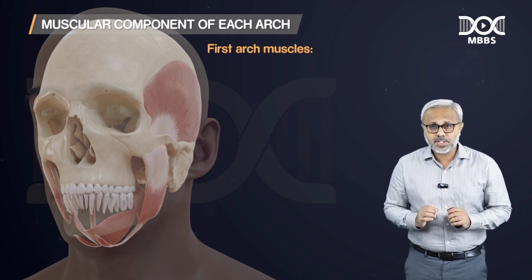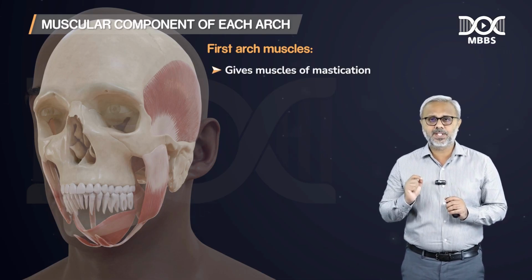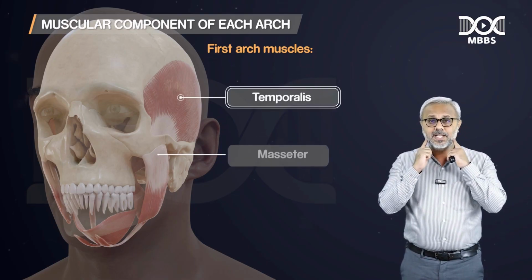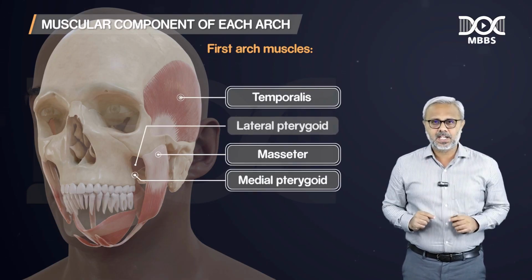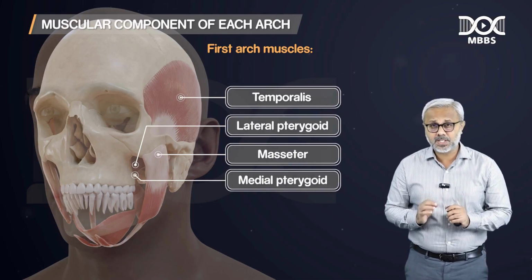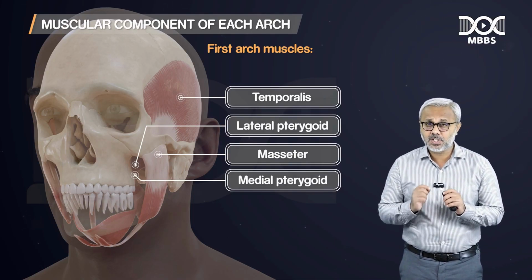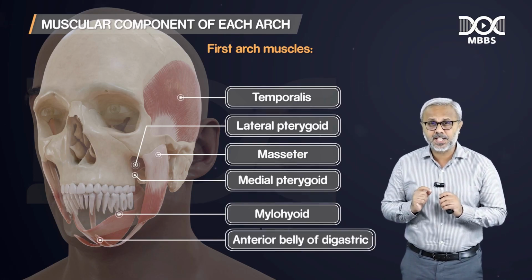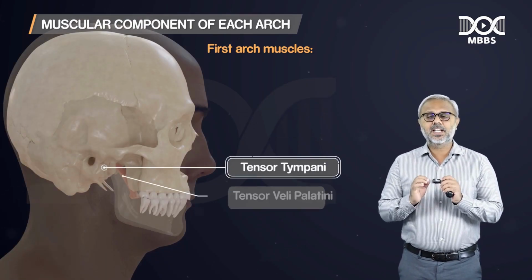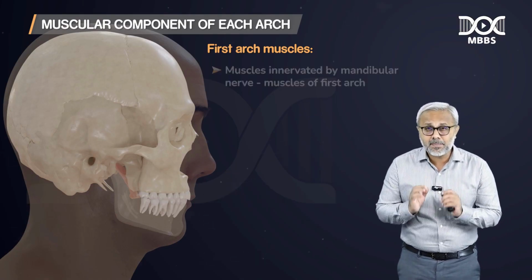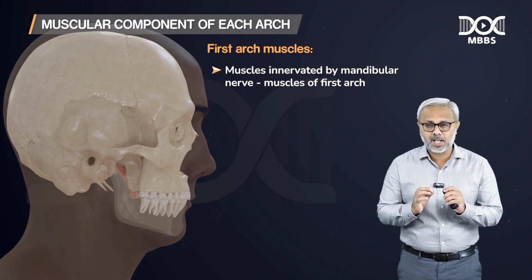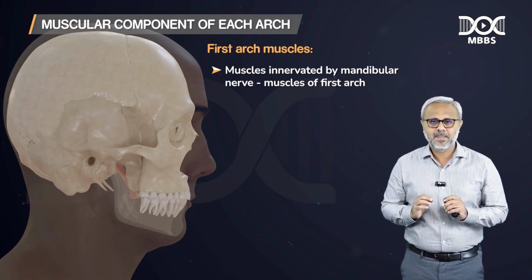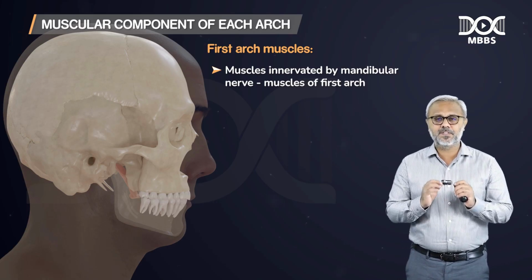The first pharyngeal arch gives rise to muscles of mastication. Which are the muscles of mastication? The temporalis, the masseter, medial pterygoid and lateral pterygoid. Apart from these four muscles of mastication, the first arch also gives rise to the mylohyoid muscle, anterior belly of digastric, tensor tympani and tensor veli palatini. So, any muscle that is innervated by the mandibular nerve, you can list as a muscle of the first pharyngeal arch. Right? This is regarding the muscles of the first pharyngeal arch.